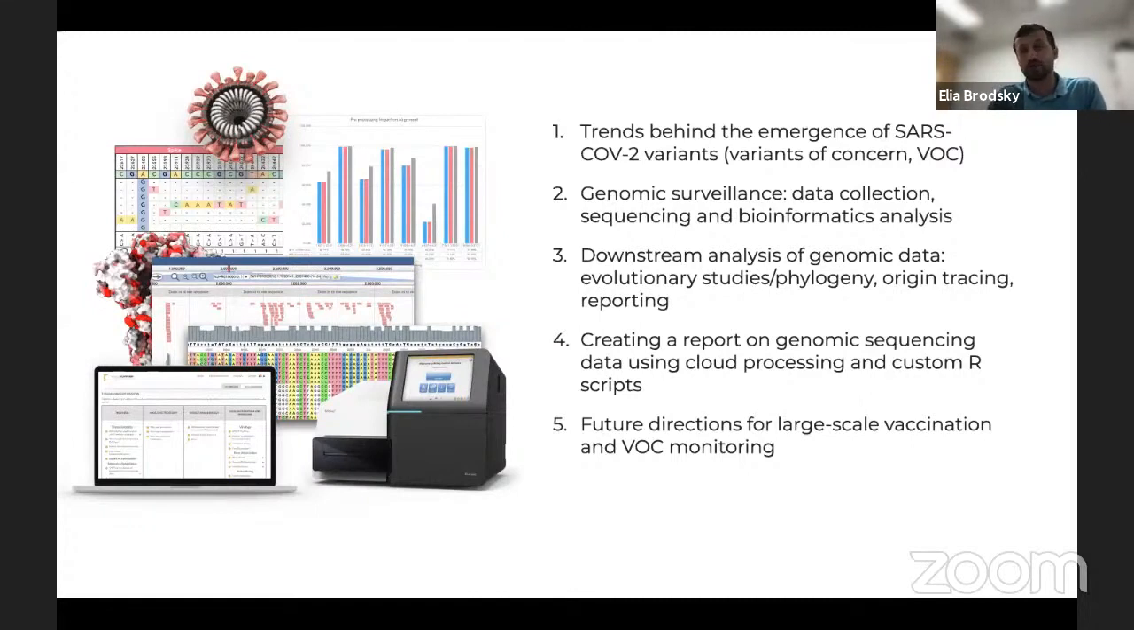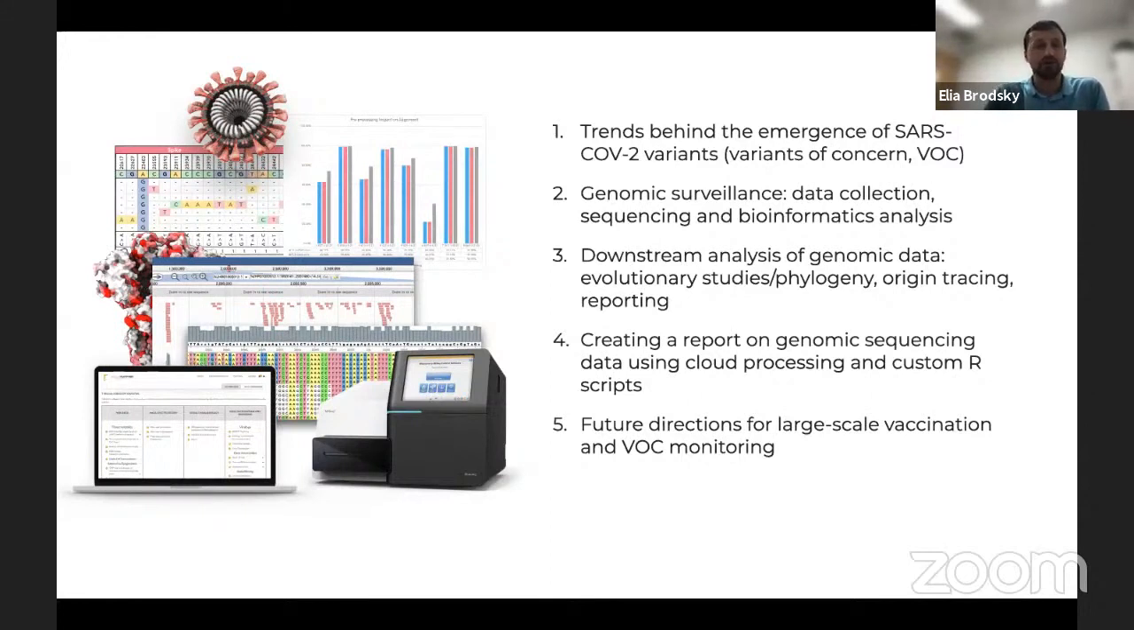We'll talk about genomic surveillance. What does genomic surveillance mean? How is data collected? Different types of sequencing technologies, different types of bioinformatics analysis methods. We'll talk about downstream analysis of genomic data, so how we can use information from genomic data sets to understand phylogeny or evolution. How do we track origin, and how do we report accurately the type of analysis that we've done? We'll talk about creating a report on genomic sequencing data using cloud processing and a custom R script. So I'll talk a little bit more about that in a few minutes.